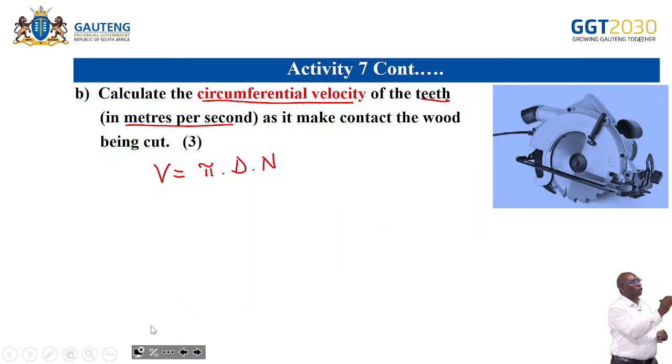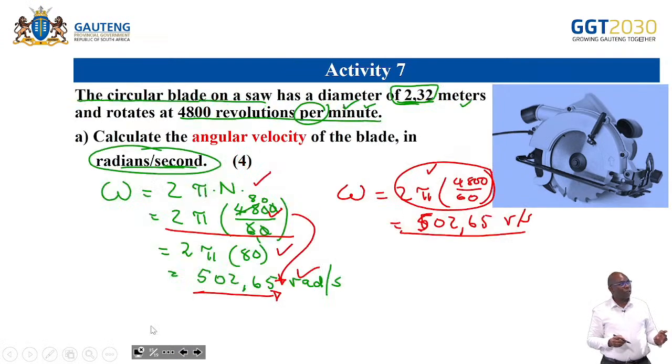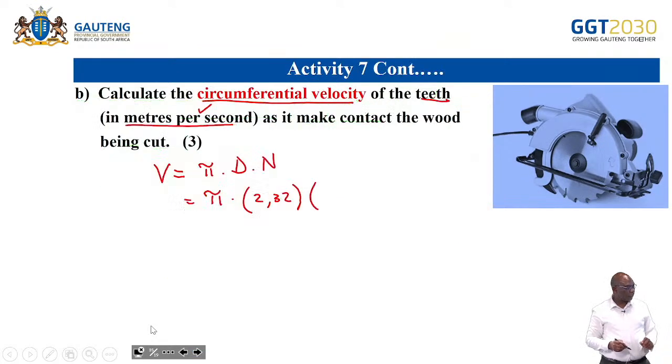So for the second question, I substitute there. I'll have pi multiplied by my d, which is 2.32 meters. Then I've got my number of revolutions. Remember, they also wanted the answer in meters per second. If I check my question here, the diameter is given in meters, no problems there. And this is given per minute, there's a problem there because I need to change that to seconds.